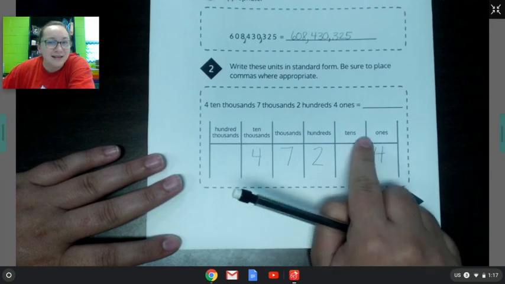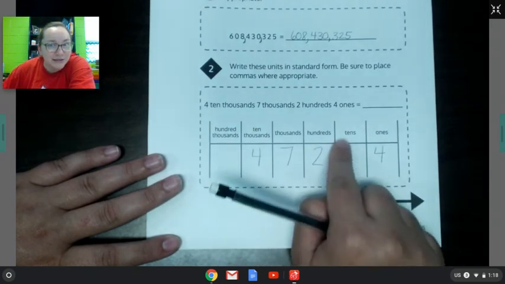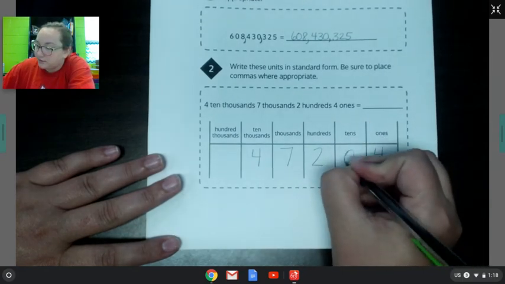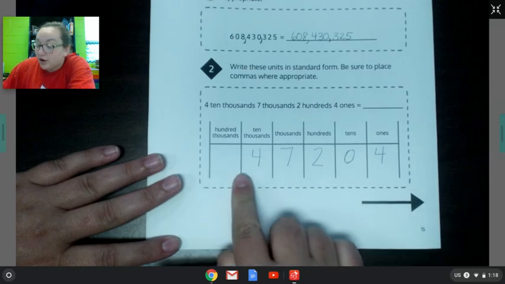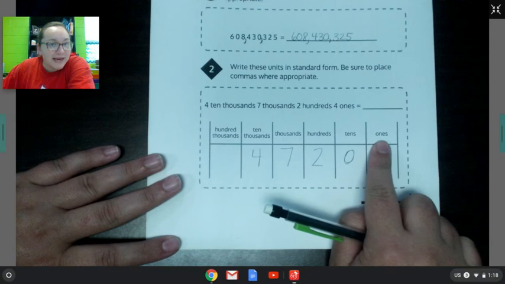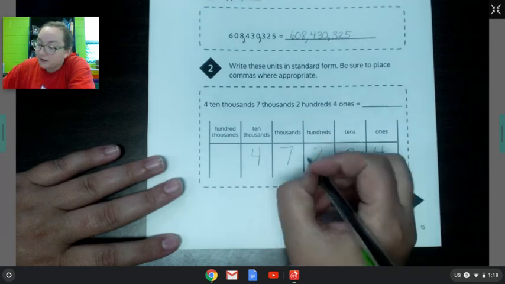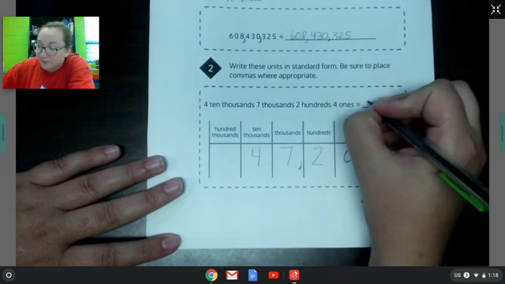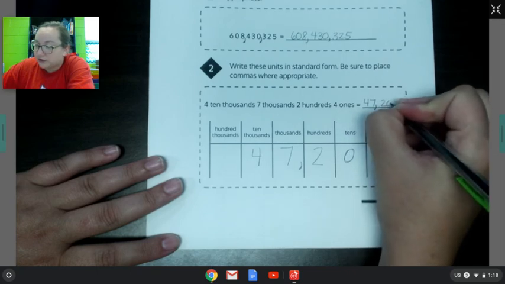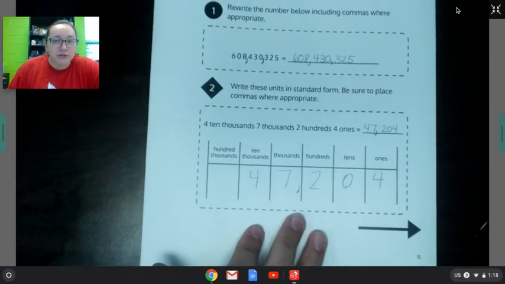Now, you notice that there's not one in the tens. So if there's not a number that says that should go in the tens place, then we're going to put a 0 there. Okay. Now, we already have this number. So what I'm going to do is I'm going to start in the ones and I'm going to count 3 units to place my comma. 1, 2, 3, comma. So this number is 47,204. Okay, so those are your Zearn student notes.